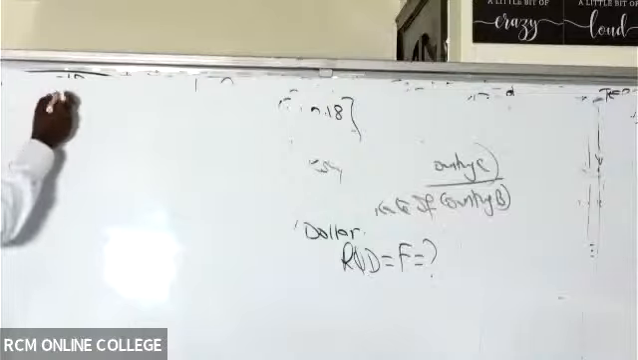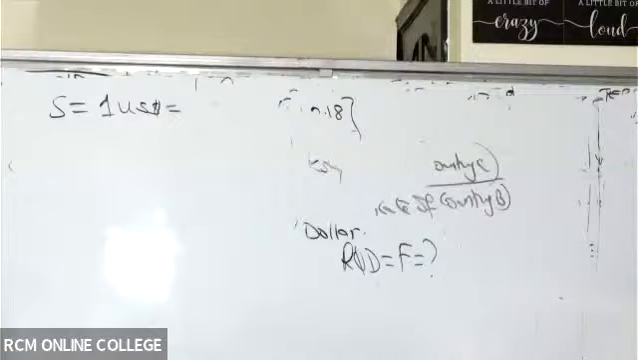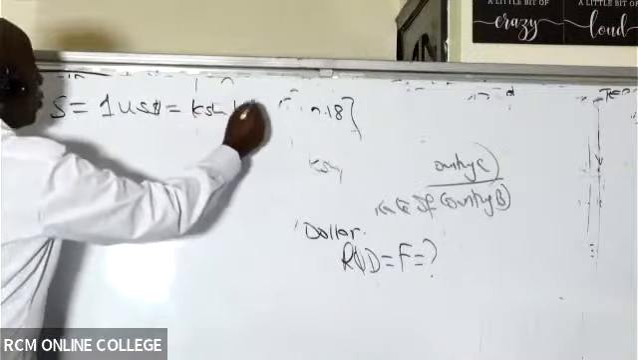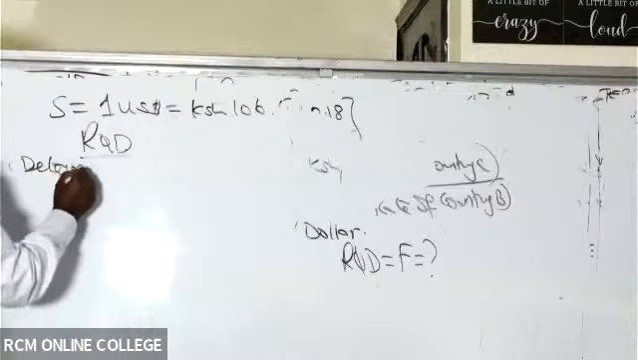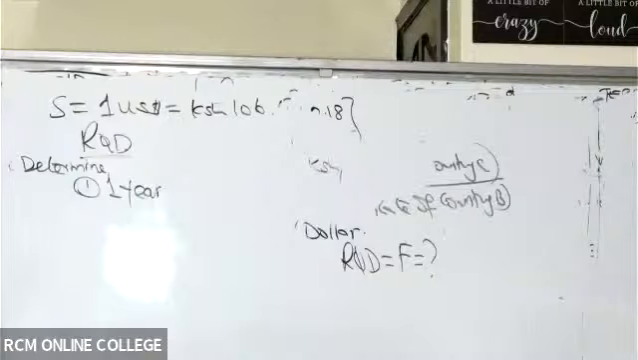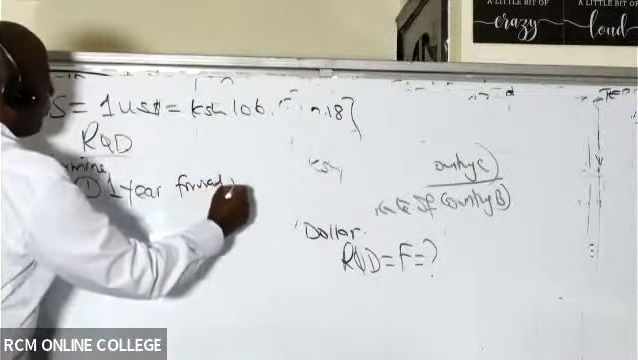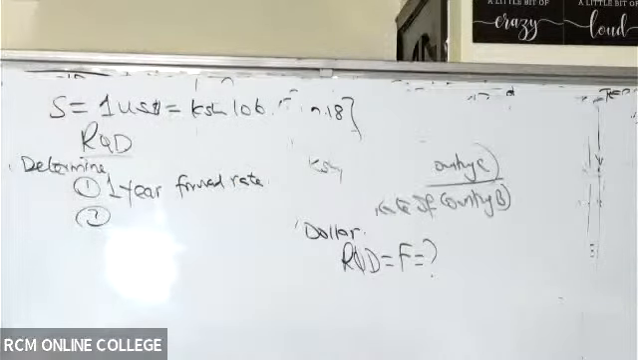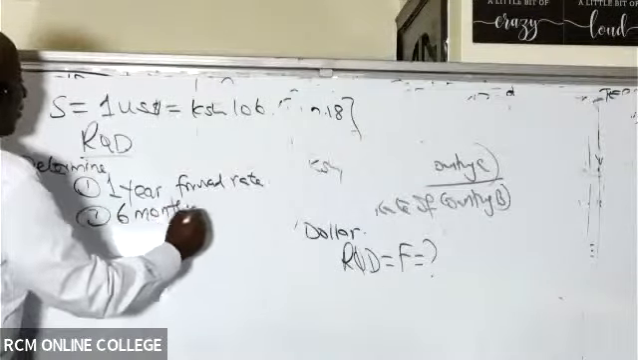The spot rate is $1 equals 106 Kenya shillings. So we are required here to determine, number one, the 1 year forward rate, and then number two, the 6 months forward rate.